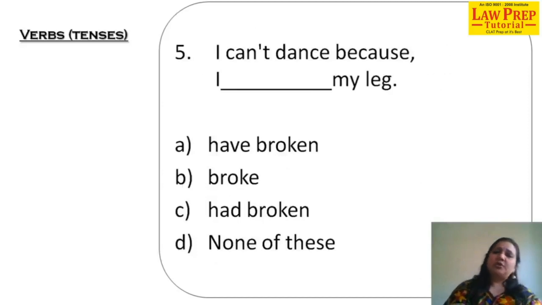Okay, I want you to speak now. Action speaks louder than words. You must be wondering, how would we speak? How would my voice reach, ma'am? I can't dance because I have hurt my leg. I can't dance. Have broken, broke, had broken, none of these. I have a choice of this in the examination. I have to move through the choices and do the question.